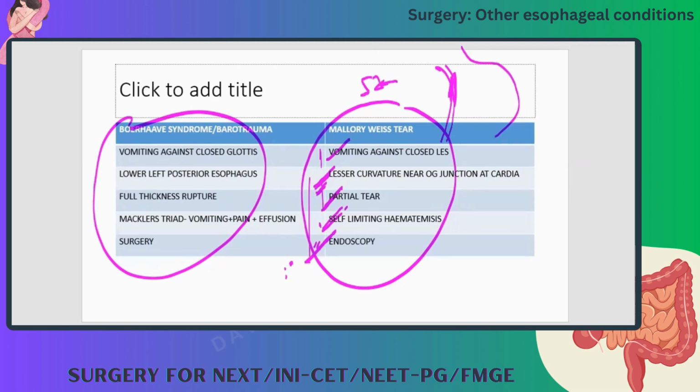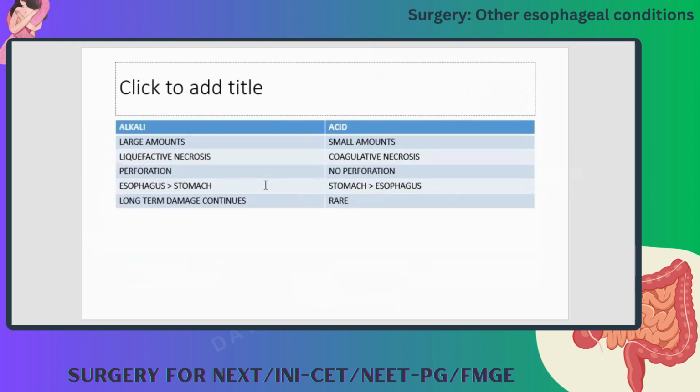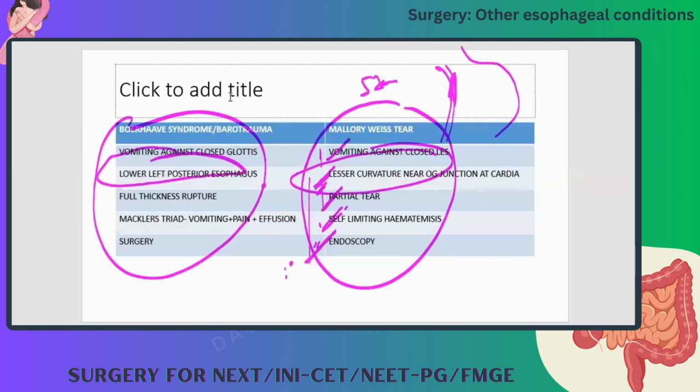This also is important. Lower left posterior esophagus, and lesser curvature near the OG junction. If it is clear, this slide, I want you to mug it up or remember somehow because it is very important.